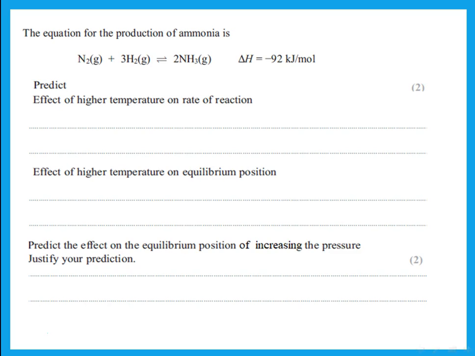Okay, then he says, for this equation of nitrogen plus hydrogen to give ammonia, predict the effect of higher temperature on the rate. Please remember, is he asking about effect on rate? In that case, you'll tell me the rate is faster or slower. Or is he asking the effect on equilibrium? Equilibrium position means it will go more forward or more backward.